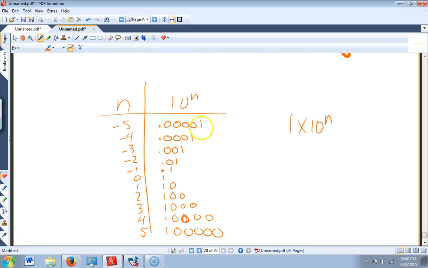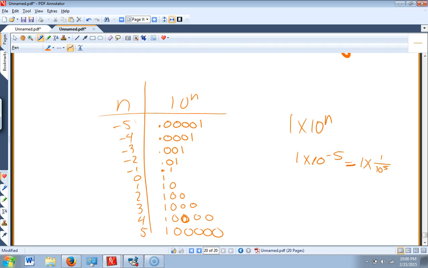So anyway, we're starting at 1, and when we multiply it by a negative number, what we're really doing is saying 1 times 10 to the negative 5th is really equal to, if we use our laws of exponents, 1 times 1 over 10 to the 5th, right?